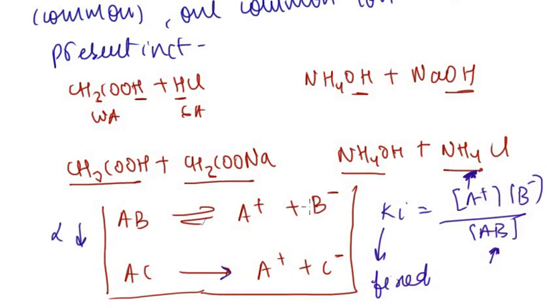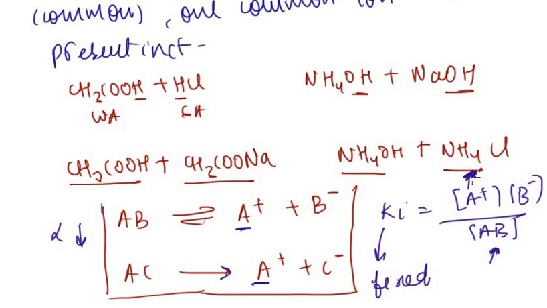Again, I am explaining. We have put in AB, which will dissociate into A plus and B minus, and we have put in AC, which will ionize and convert into A plus and C minus. So if we write the equation, Ki will be A plus B minus divided by AB. We know Ki doesn't change with concentration, and you have increased the concentration of A plus because it doesn't know whether A plus is coming from this or this. It will count all the A plus that is present in the solution.